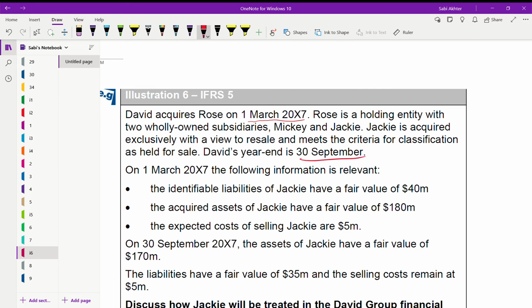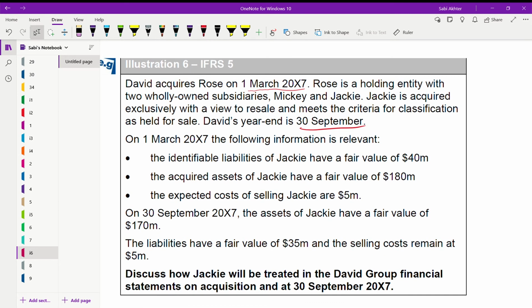Okay. On 1st of March, the following information is relevant. They have given the liabilities of Jackie at the fair value, acquired assets of Jackie at the fair value, expected cost of selling Jackie 5 million. On 30th September 2007, that is March, April, May, June, July, August, September, 7 months, the assets of Jackie had a fair value of 170. And the liabilities had a fair value of 35.